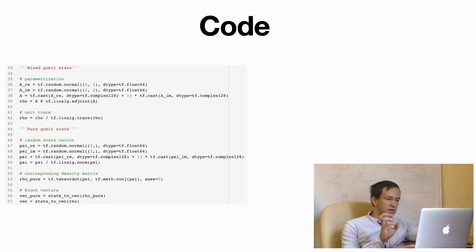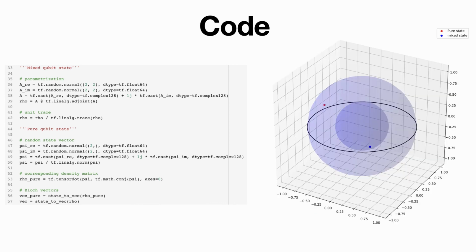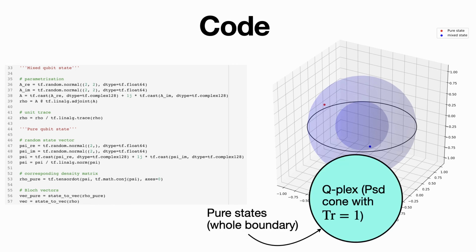Let's look at our Bloch vectors. You can see that the pure state, which is red dot 1, has a Bloch vector that lies on the Bloch sphere. In turn, a Bloch vector corresponding to a mixed state lies inside this Bloch sphere. It agrees well with the general statement that the surface of the set of all density matrices forms the set of all pure states.